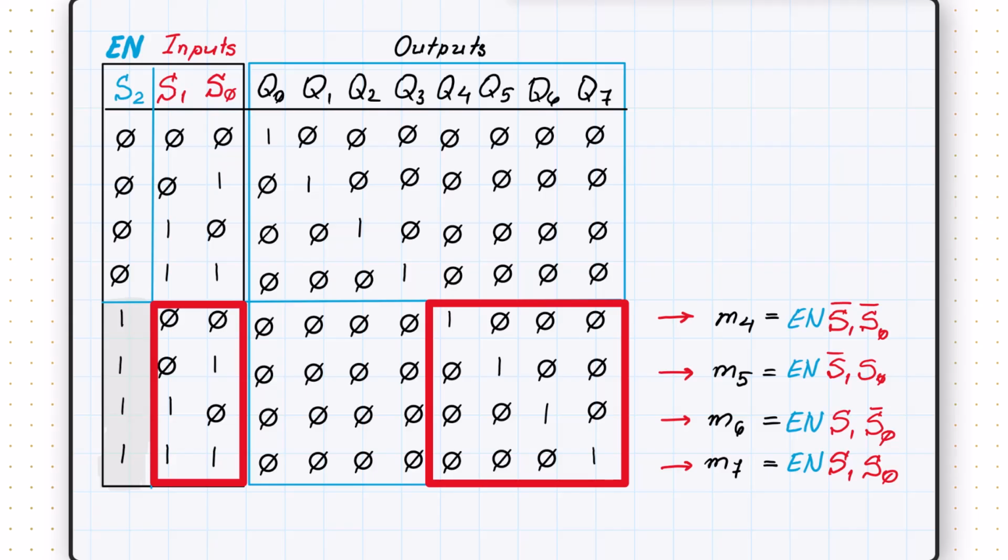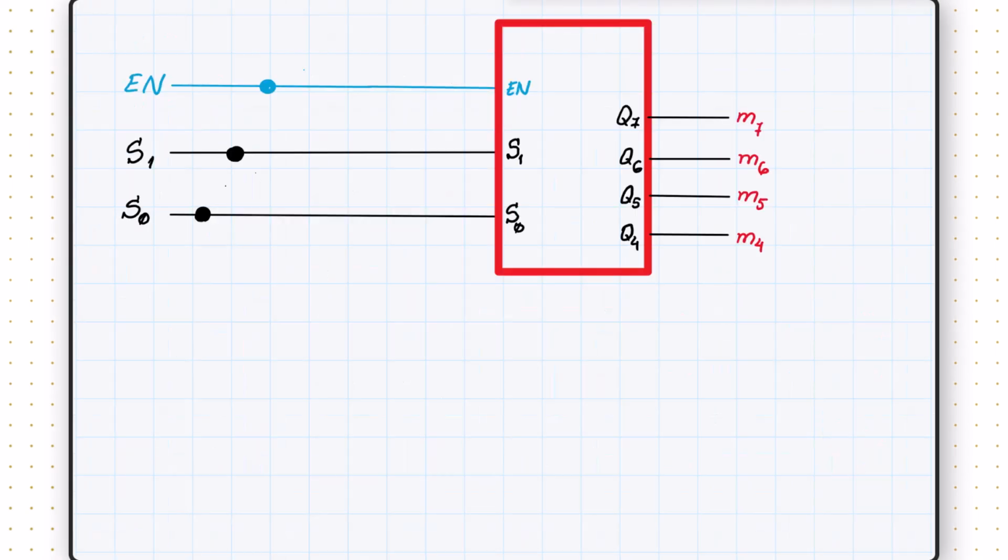From here, I could go to the logic diagram, and I will draw the 2 to 4 decoders, and I will carefully tie them up with the input signals S0, S1, and S2, which we already call EN, the enabling signal. So the first of my 2 to 4 decoders is ready. This is the one which takes the minterms M7, M6, M5, and M4. It has the 4 outputs, Q4, Q5, Q6, Q7.